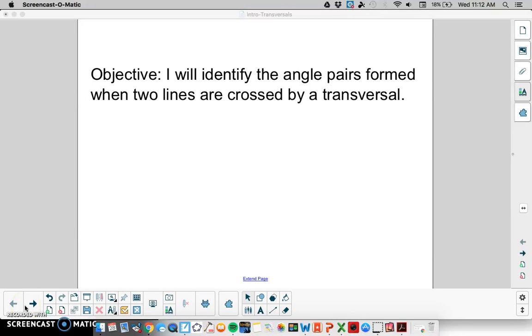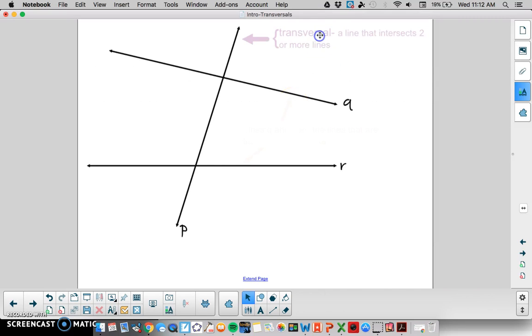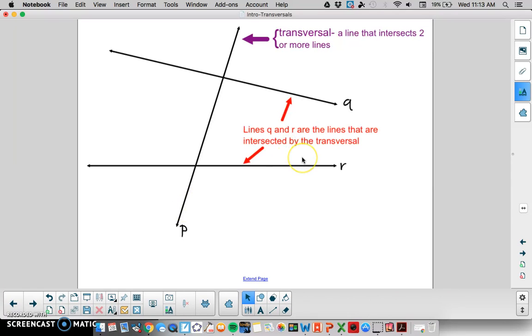In this video, we're going to identify angle pairs formed when two lines are crossed by what's called a transversal. So first, let's talk about what a transversal is. A transversal is a line that intersects two or more lines. So line P is a transversal of lines Q and R. Lines Q and R are the lines that are intersected by the transversal.